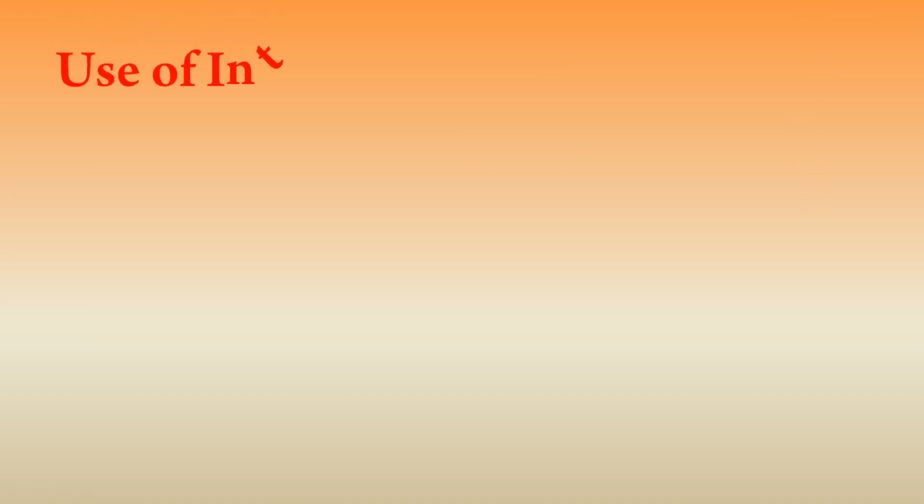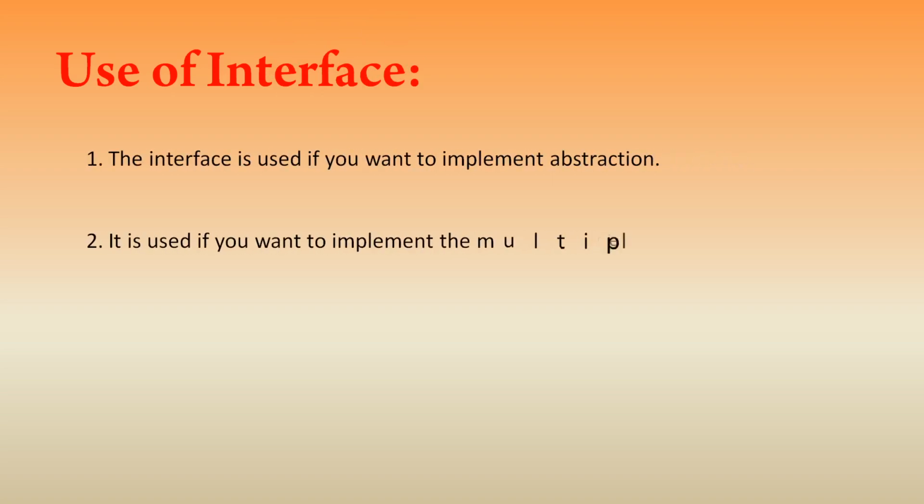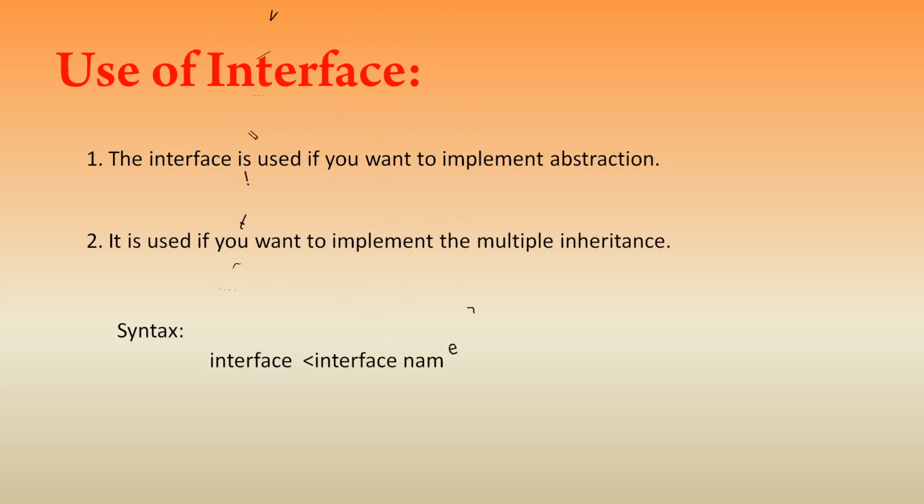We will now see the use of the interface. The first use is that an interface is used if you want to implement abstraction, and the second is that it is used if you want to implement multiple inheritance. In Java, without using an interface we cannot implement multiple inheritance. That's why whenever we have to take multiple inheritance, we have to use the interface.